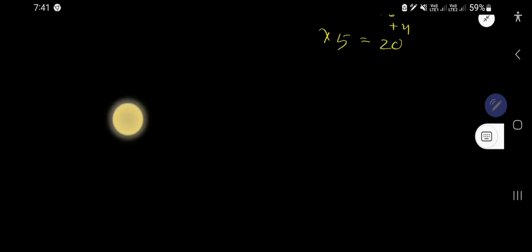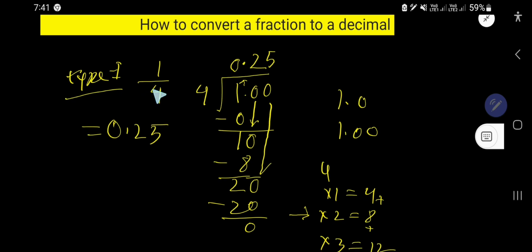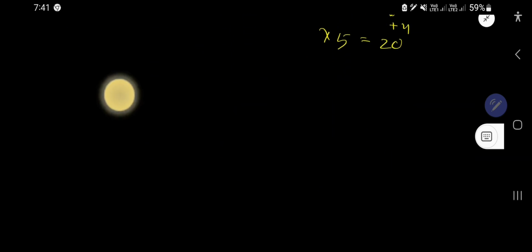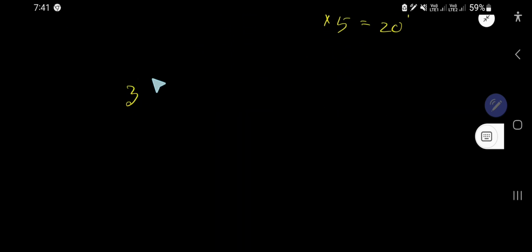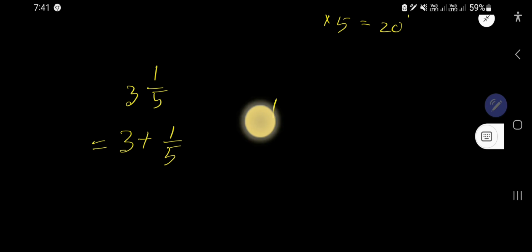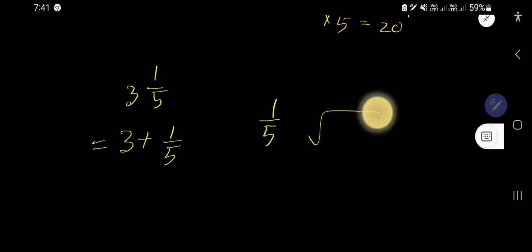So let us take, this is the type 1 fraction. If I take a type 2 fraction, that is 3 and 1 over 5, this is the mixed fraction. How to convert this mixed fraction to a decimal? Just rewrite this mixed number like this: 3, the whole number part, plus the fractional part. Now your task is to convert this fractional part to a decimal. So 1 over 5. Just divide the numerator by the denominator.